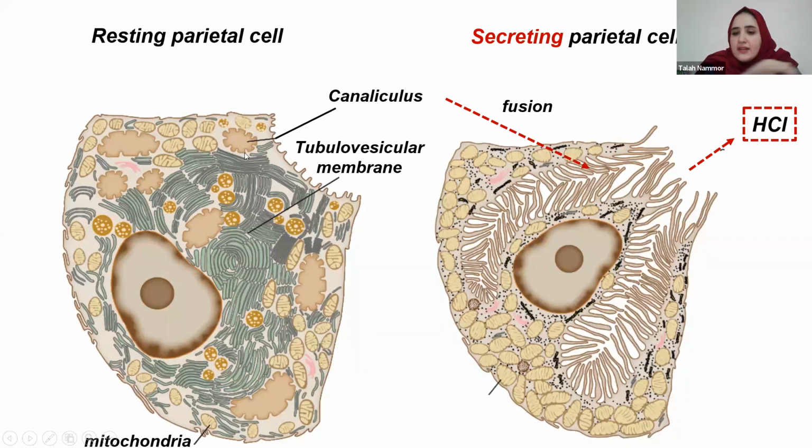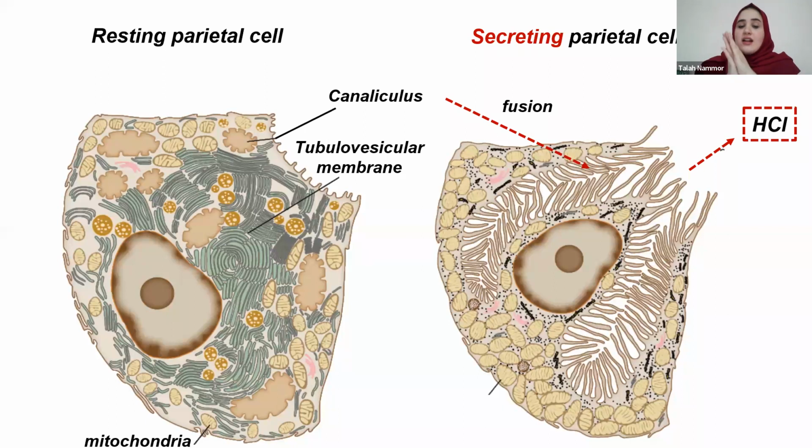Guys, you don't have to know exactly what the function of these is. You don't have to know anything. Just know that the parietal cell contains tubulovesicular membranes and canaliculus, and it contains a lot of mitochondria. That's it.